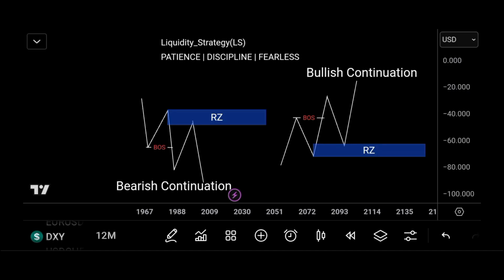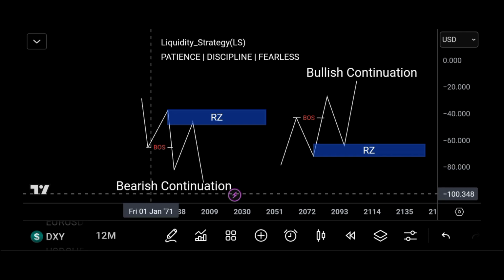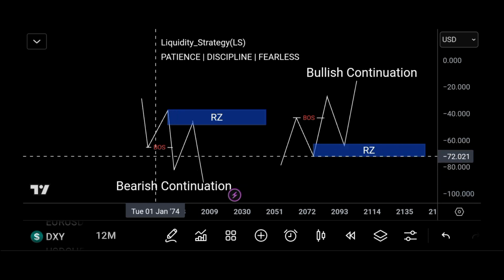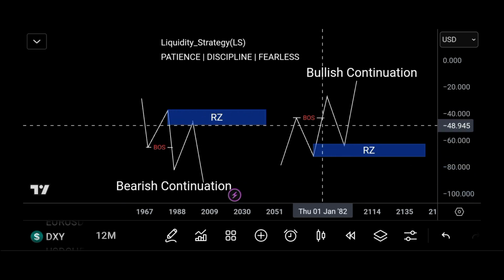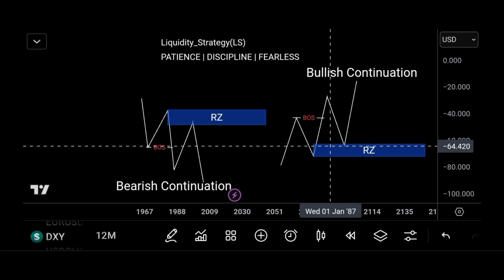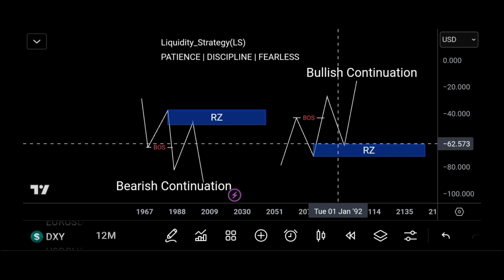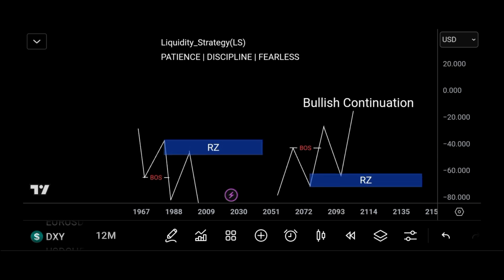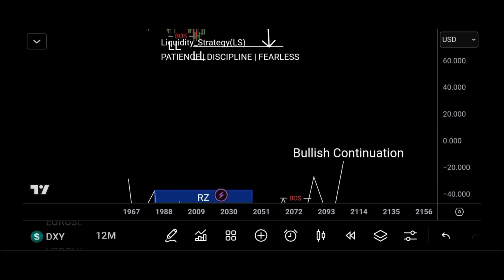So today I'll be teaching you guys top-down analysis. As you can see on the screen here, we have a bearish continuation structure, and then we have a bullish continuation structure. So that's what we are going to tackle today. So let's go right into the chart without wasting much of your time.